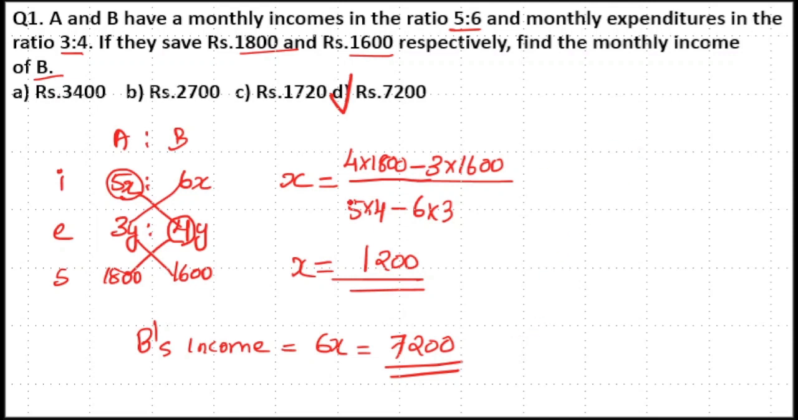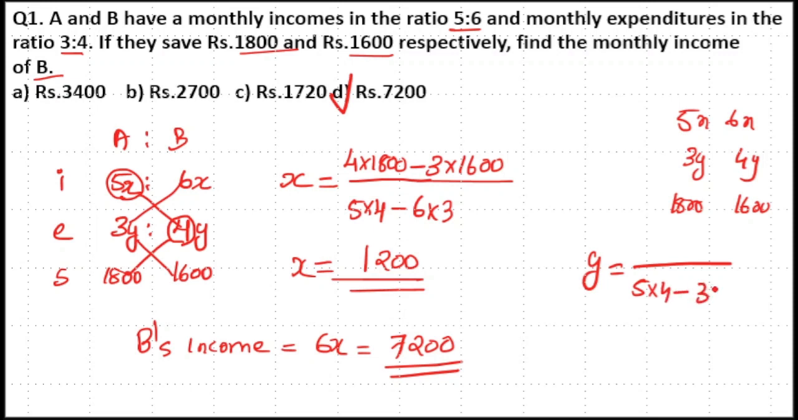Now if you want to find out Y value directly from this method, you can apply 6 value, that is 7200 minus 1600 will be 4Y. You can find out Y value from this. But if you find out Y value directly from this method, just write down 5X, 6X, 3Y, 4Y, then 1800, 1600. Your Y value, that is expenditure unit, denominator will be same as 5 into 4 minus 3 into 6.